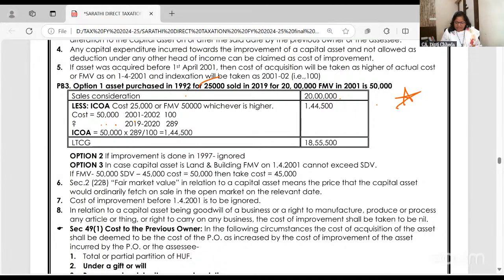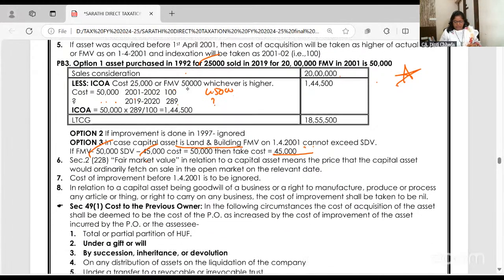Here, very important: if it is land and building, then the fair market value cannot exceed the stamp duty value. So if the cost was 25,000 in 1992, and in 2001 the fair market value was 50,000, but the stamp duty value was 45,000, the fair market value cannot exceed the stamp duty value. So you will take the stamp duty value, 45,000, as the cost, and then the index goes from 100 to 289. Cross multiply 45,000 and you will get the indexed cost.